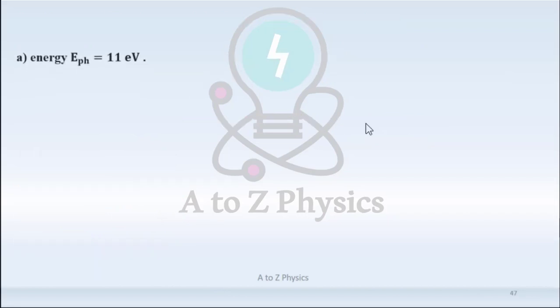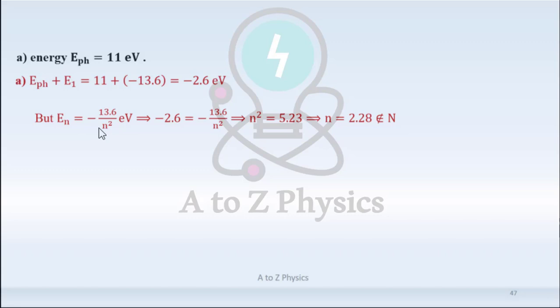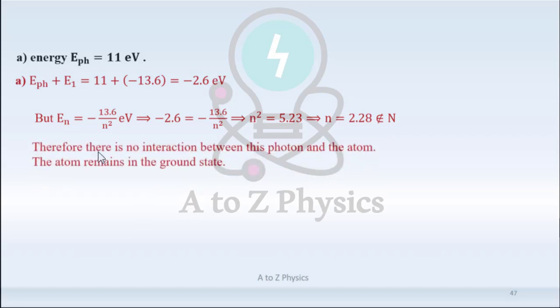First part, if the energy of the received photon is 11 electron volt, E photon plus E1 equals 11 plus minus 13.6, equal to minus 2.6 electron volt. Now let's check if this level exists. En equals minus 13.6 over n squared implies minus 2.6 equals minus 13.6 over n squared, so n equals 2.28, which doesn't belong to the natural numbers, so this level does not exist. Therefore, there is no interaction between this photon and the atom, which remains in the ground state.